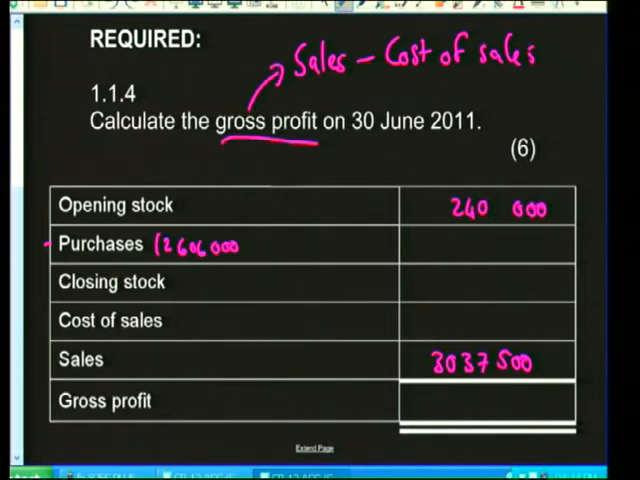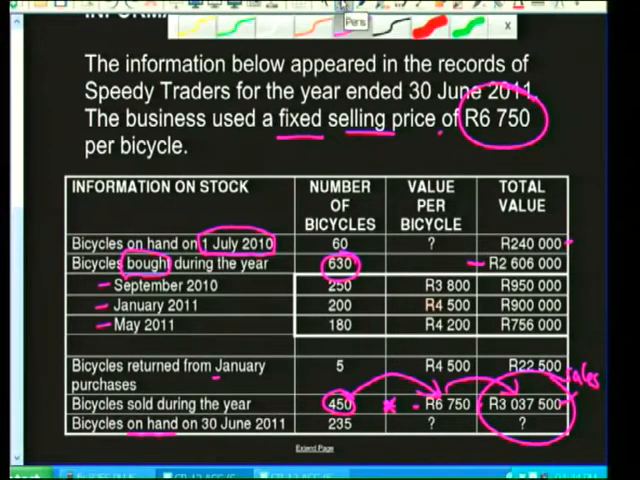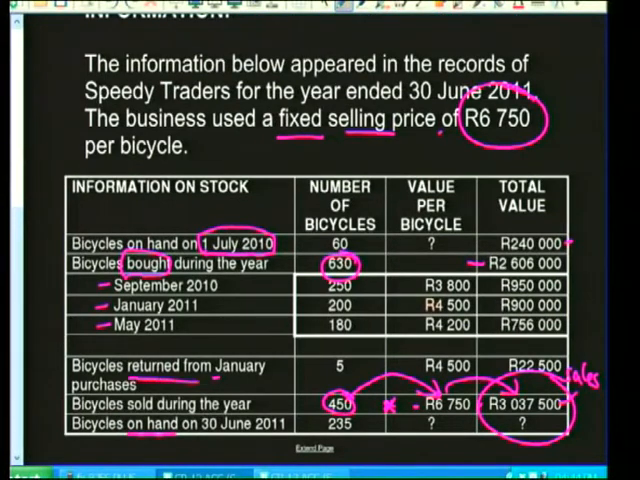2,606,000 Rand. Now, the next important thing that you must not forget, when you are looking at a table like this, be sure that you consider if there have been any returns. You will see there that there's been some information given to you regarding bicycles that have been returned from January purchases. So, out of the 200 bicycles we purchased in January, you'll see that we've actually returned 5 bicycles at a value of 4,500 Rand each, which comes to a total here of 22,500 Rand.